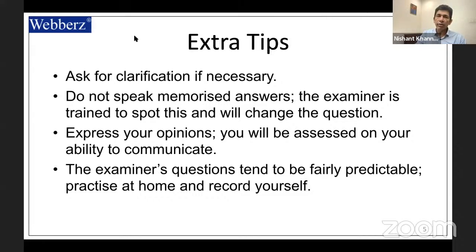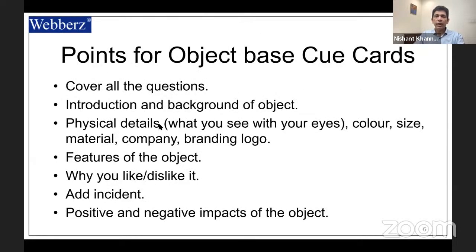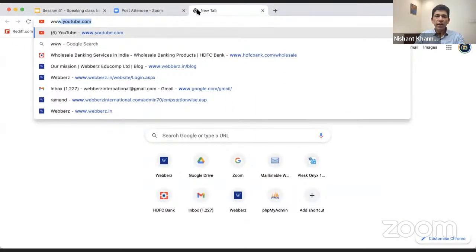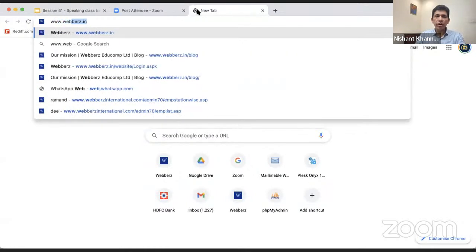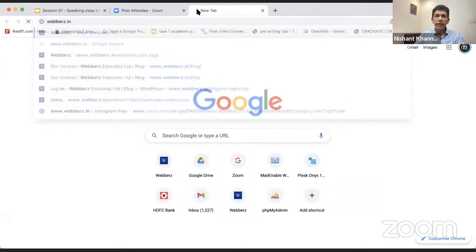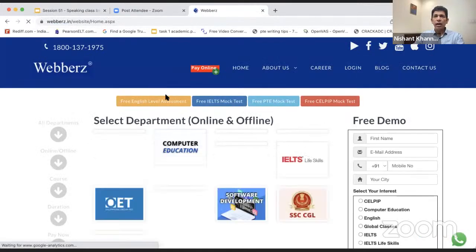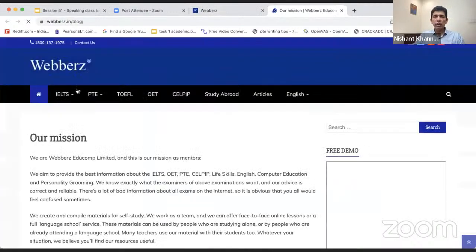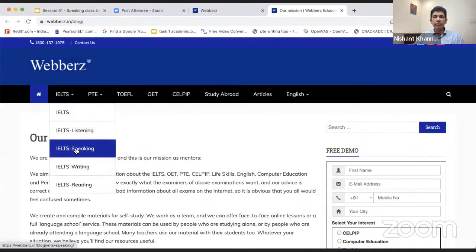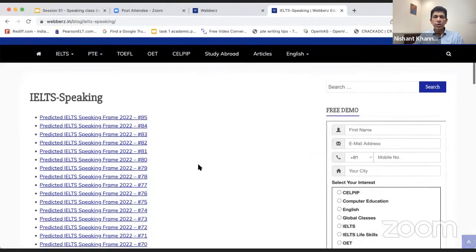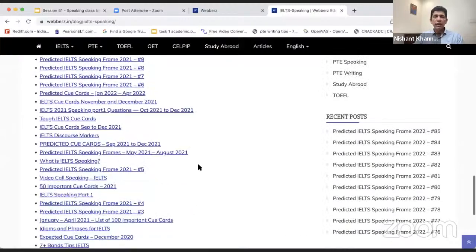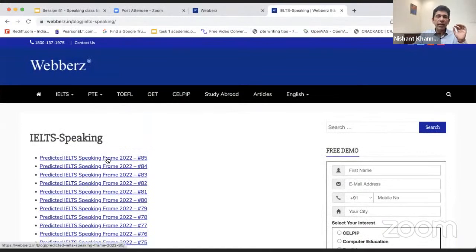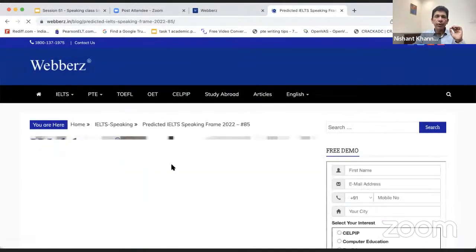Let me take you to our blog. So let me stop this and take you to our blog. You have to go to our website, www.webbers.in, and you press enter. And here you see a blog. You click on this blog and you see IELTS Speaking. You click on IELTS Speaking and you see a lot of frames here. These are full-fledged frames. Now, what are these frames? I'll click on one frame and show it to you.